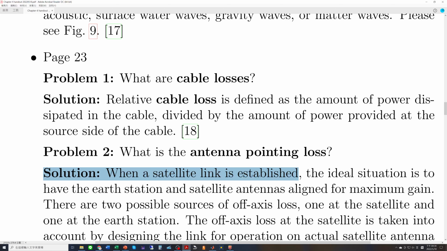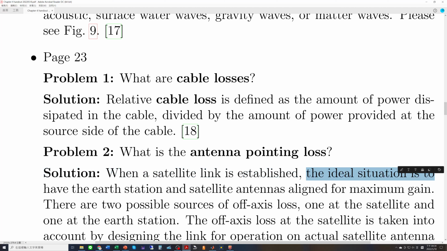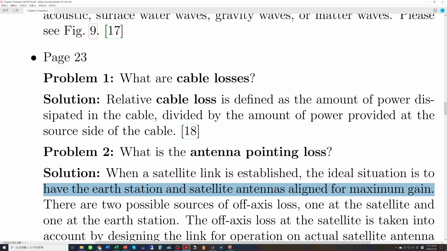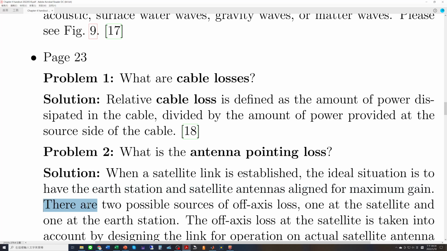Antenna pointing loss can occur not only in the case of a satellite link, but for other types of communications. The ideal situation is to have the Earth station and the satellite antennas aligned for maximum gain. There are two possible sources of off-axis loss, one at the satellite and one at the Earth station.